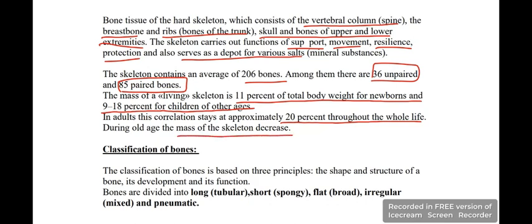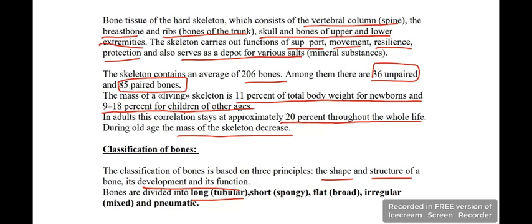Now classification of the bones. For classification of the bones, there are three basic principles. First is shape, structure, and development. According to it, the bones are differentiated into long bone, which is a tubular bone. Now in this category, which bones would come? Long bone means what? Upper limb, lower limb. In that, what? Humerus, radius, ulna, tibia, femur, fibula.